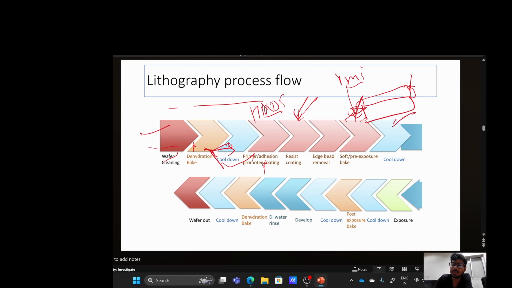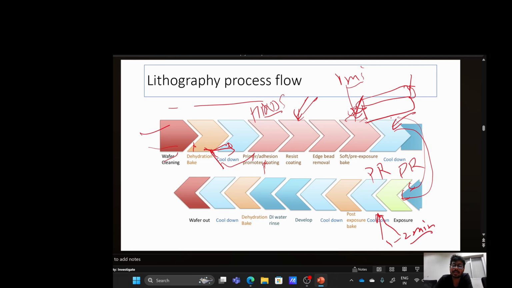Okay, then you need to do the cool down step, and then you expose through the mask, so that you can transfer the pattern over the sacrificial layer, or the photoresist. Through the mask you do the exposure, and then again you do the cool down, because some chemical reactions happen due to the absorption of the light, and the temperature of this photoresist goes up. The cool down step takes just 1 to 2 minutes.